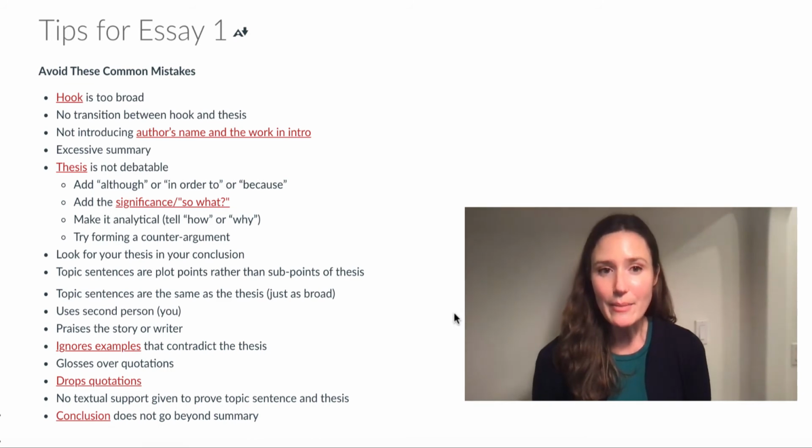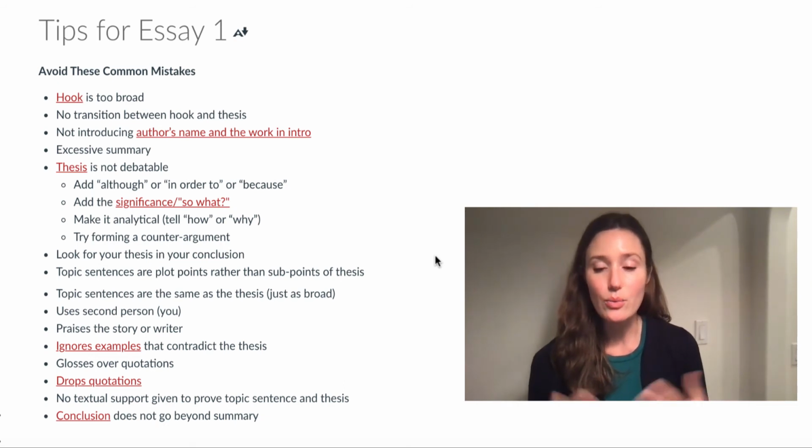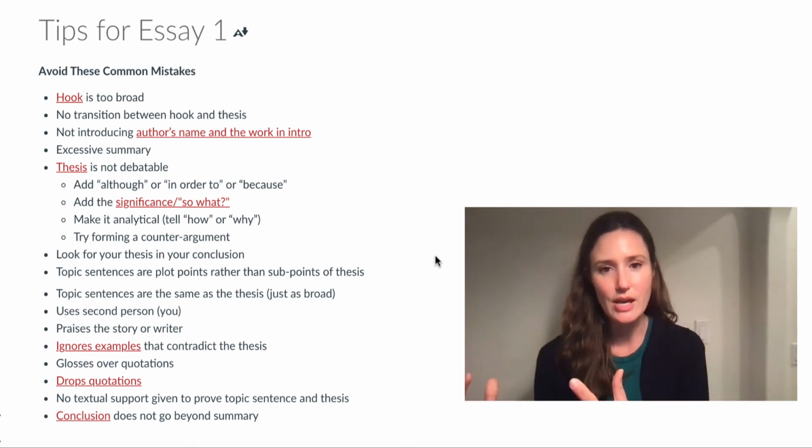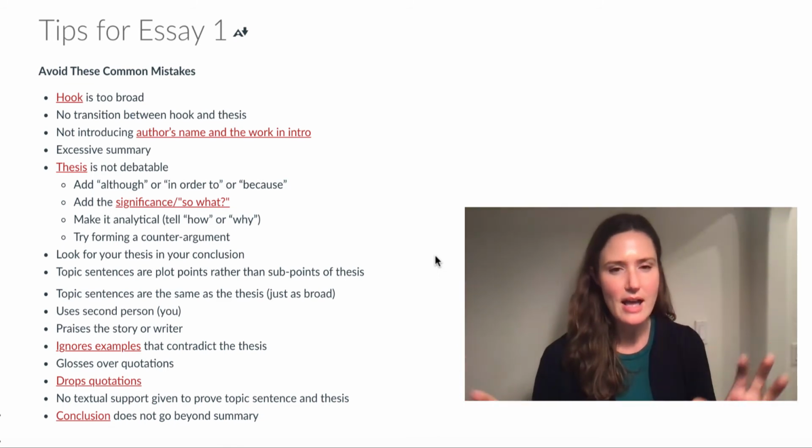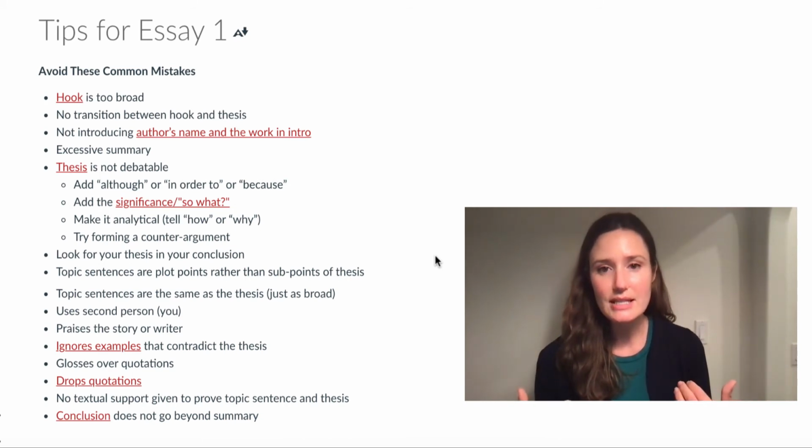The biggest mistake is probably a thesis that's not debatable. By the way, all of these links are clickable, so you can click these and go back to lectures or examples for the ones that you see here in red, obviously. Make sure that your thesis is something that a reasonable person who's read the same story could say, "Wait a minute, I disagree with that," or "Okay, I agree with X, but I disagree with Y." If everyone who reads your thesis says, "Yeah, that's true of the story," that actually means that your thesis is not debatable, and that means it's not really worth arguing, right? There's no point arguing something that all readers already agree with.